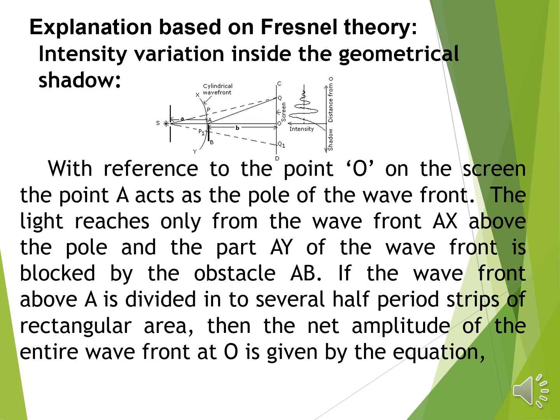To explain the variation of intensity inside the geometrical shadow below O, we make use of Fresnel's theory. Remember, what is Fresnel's theory? The wavefront can be divided into a large number of zones of small areas such that each of these zones acts as a source of secondary waves. We are going to use that theory to explain the variation of intensity below O, and also later the presence of bands and the total brightness above O.